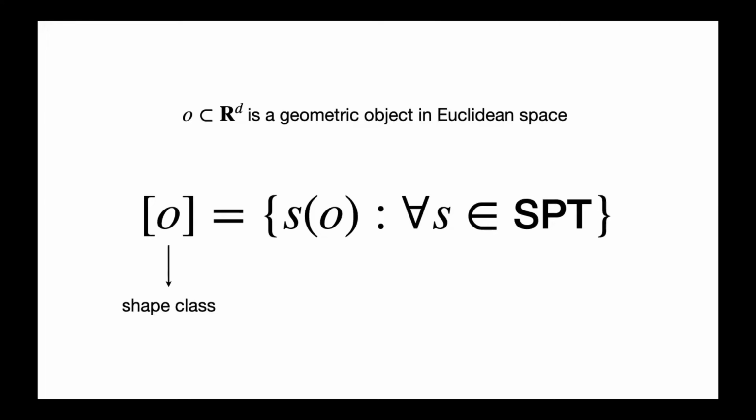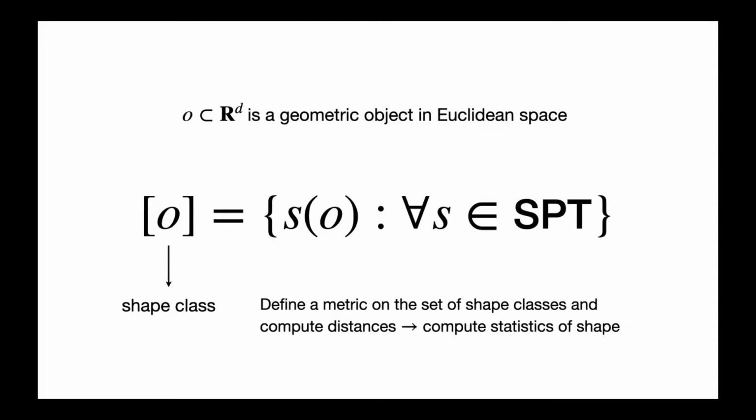Now, I've digressed a bit from functions here, but this is the main idea. Using this representation of shape, we want to define a metric on the set of shape classes and be able to compute distances between the shapes of objects. In doing so, this will allow us to compute statistics of shape, and this is where the field of statistical shape analysis came to be.